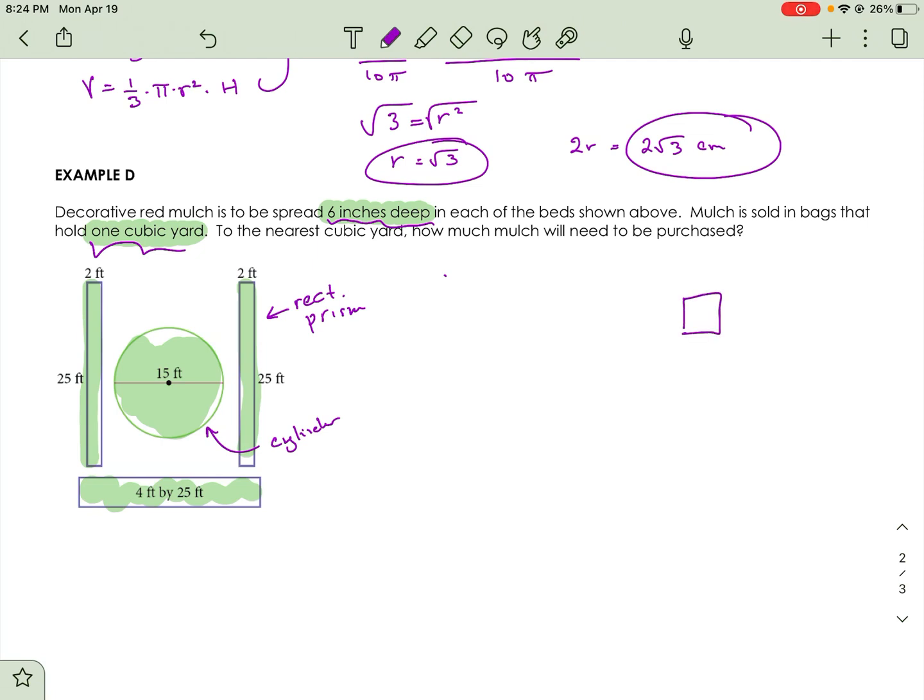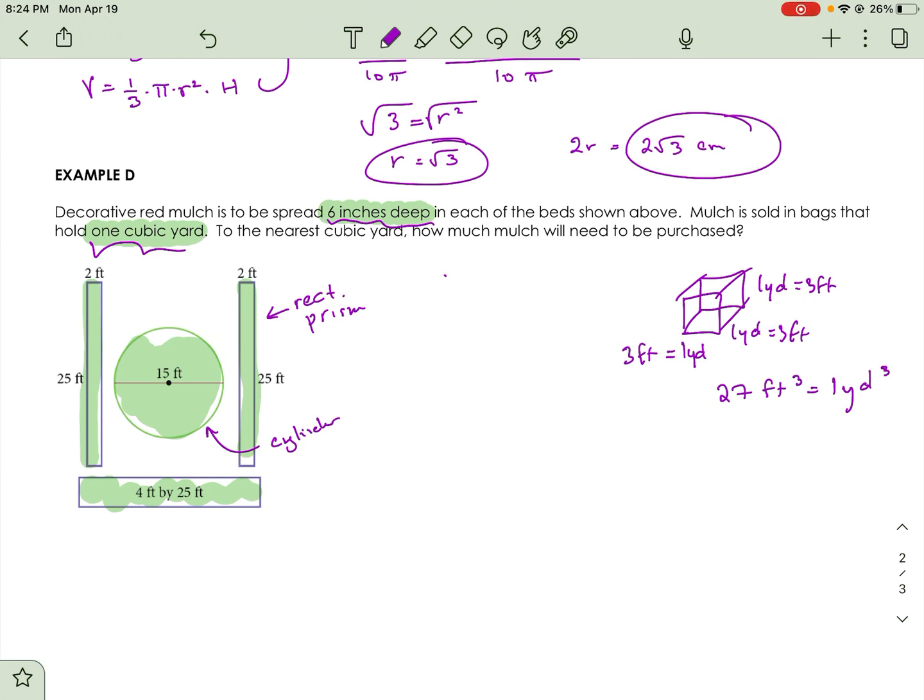So if you think about this, if you have a cube and that cube has a volume of 1 cubic yard, that means it's 1 yard by 1 yard by 1 yard. So if we want to change this to feet, 1 yard is 3 feet by 3 feet by 3 feet. So if we wanted to find the volume of that 1 cubic yard, that'd be 3 times 3 times 3, which would give us 27 cubic feet. So 27 cubic feet is equal to 1 cubic yard.